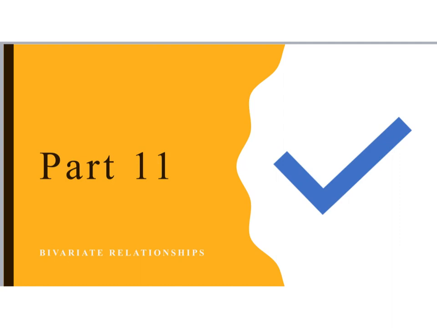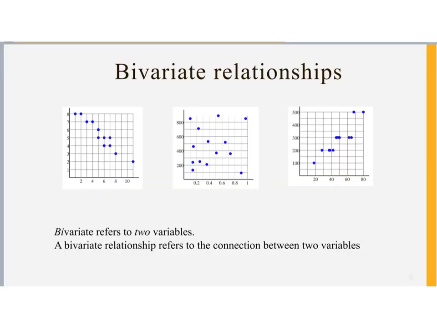The focus of this video is understanding the basics of bivariate relationships. The term bivariate refers to two, or "bi", variables, or variate. So a bivariate relationship is the connection, relationship, or association between two variables. The focus of this unit will be on connecting two quantitative variables.